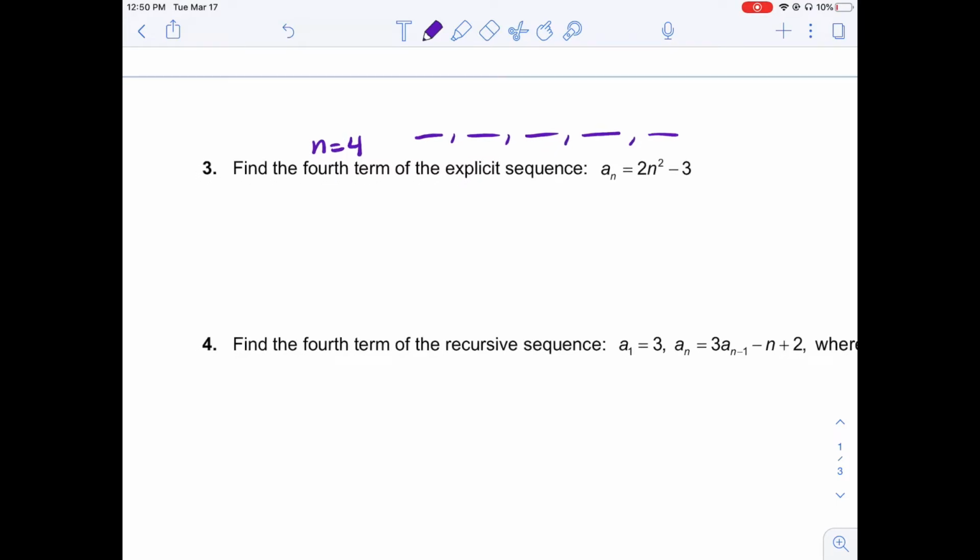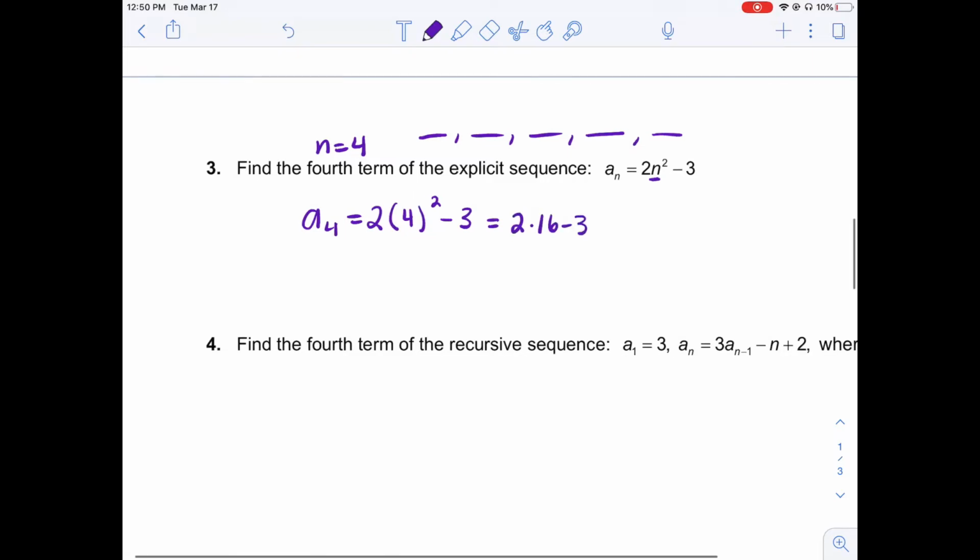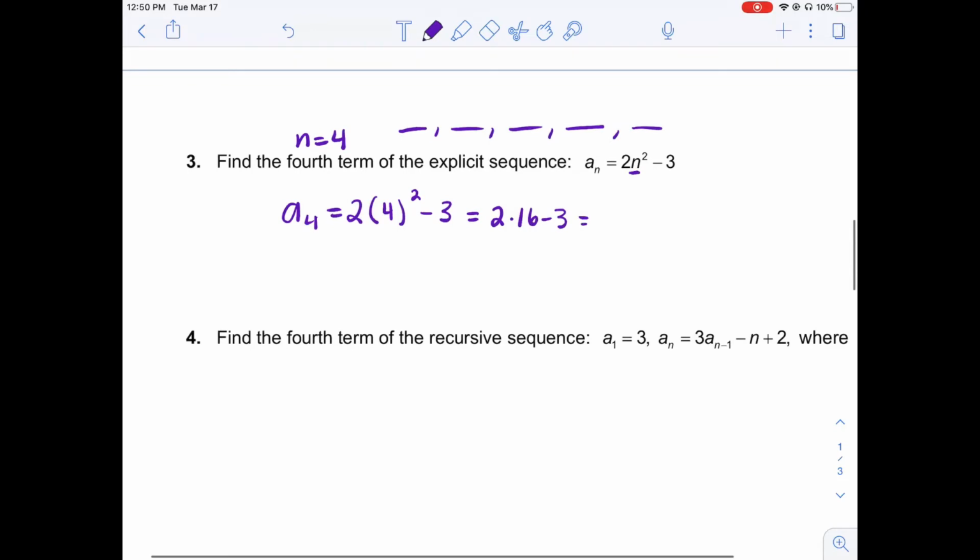So for this one, the 4th term, which is a sub 4, its value will be 2 times 4 squared minus 3. They're telling us that n is whatever term we're on. We plug that number in, and then we evaluate from there. Let's follow order of operations. We need to square the 4 first. So this becomes 2 times 16 minus 3. Multiplication next, 32 minus 3. That gives us an answer of 29.